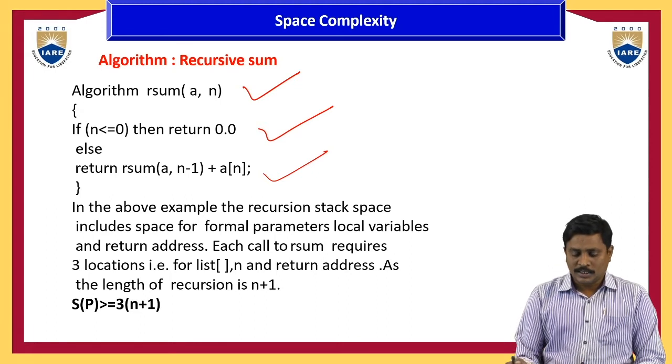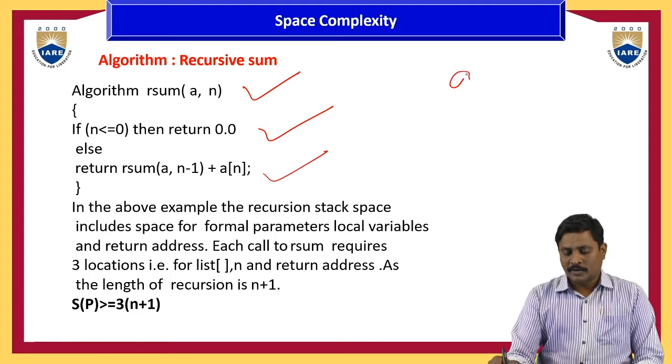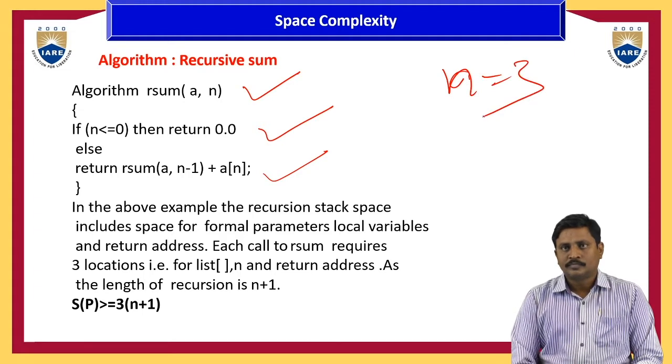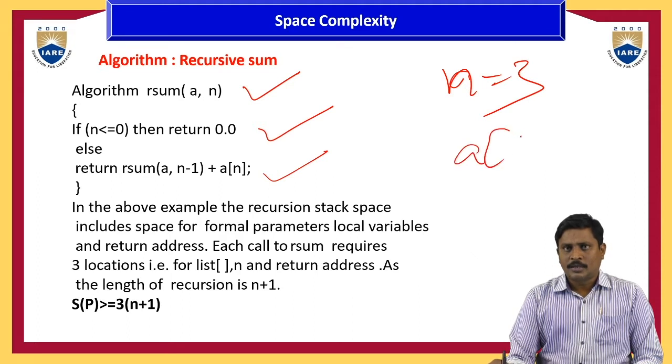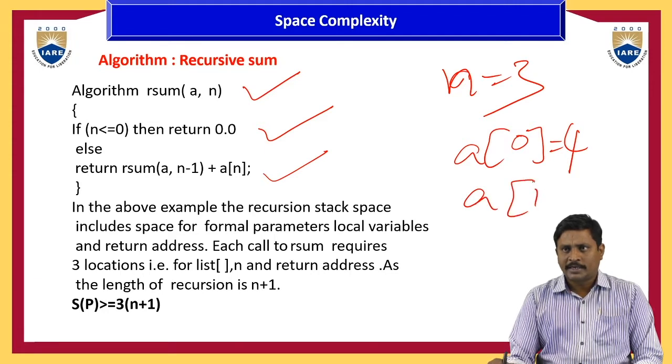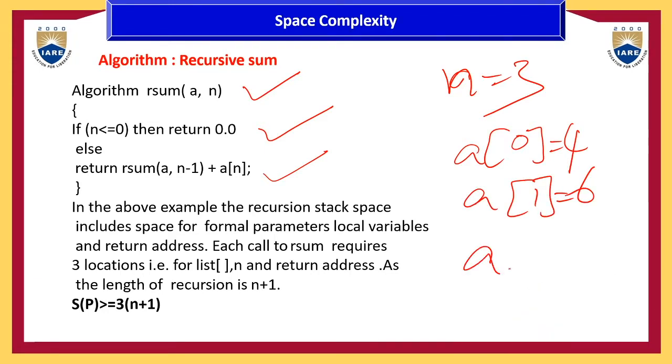Now here you see, suppose we take the n value as 3. So n equal to 3 means we enter 3 values in the array. In a of 0 we enter the first value, in a of 1 the second value, and in a of 2 the third value. Now, if n is less than or equal to 0, here n is 3, so that condition is not satisfied. So next we come to the else condition: return RSum(a, n minus 1) plus a of n.